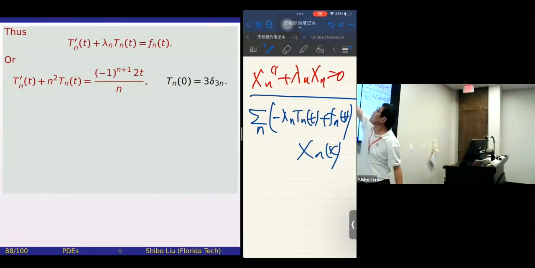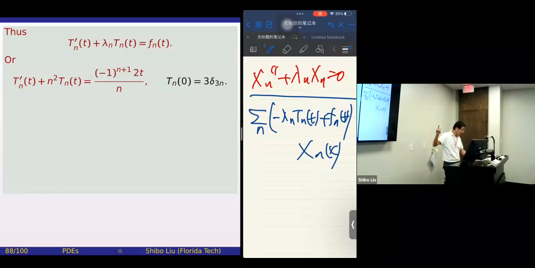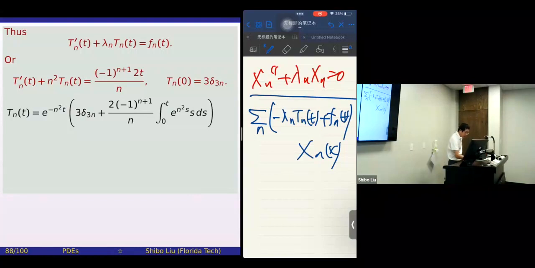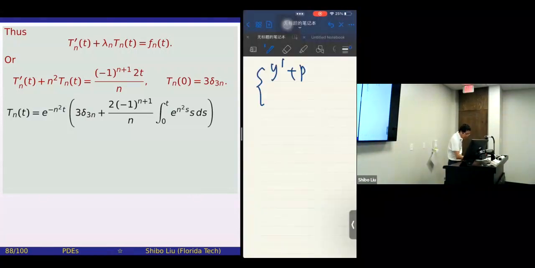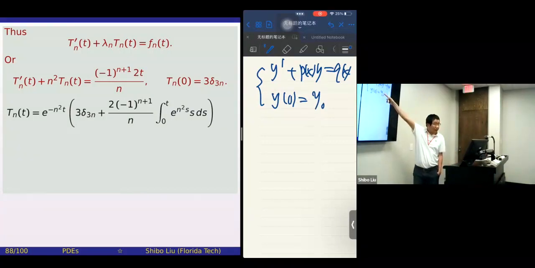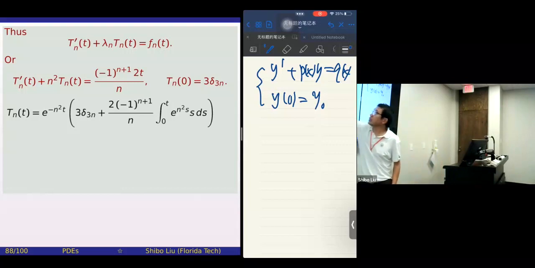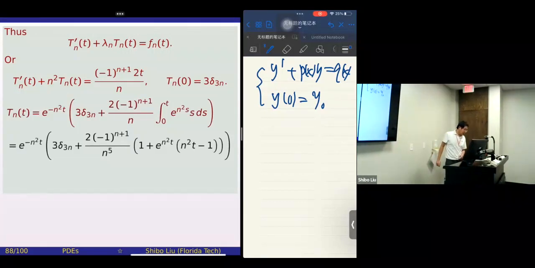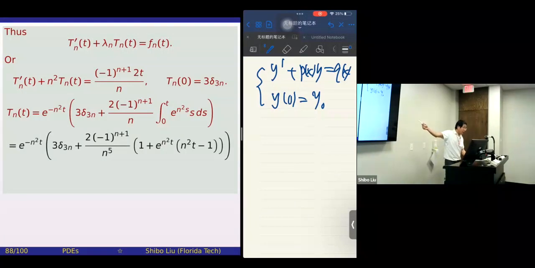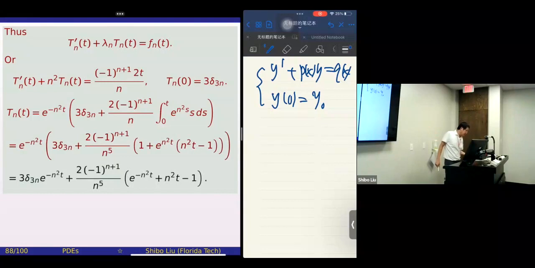And lambda_n is n squared. f_n(t) we have computed, which is given here. So this is an initial value problem for a first order linear ODE, non-homogeneous. But we can solve this. The solution is given by this. Okay, this is what we learned in ODE. You should know how to solve y prime plus p(x)y equals q(x), with y(0) equal to some y_0. There is a formula to solve this initial value problem. Applying this formula to our case, you see that the solution is given here. This is simply a computation with this integral. We will have no time to do this calculus 1 computation here, okay? And eventually, this is the precise expression for T_n(t).